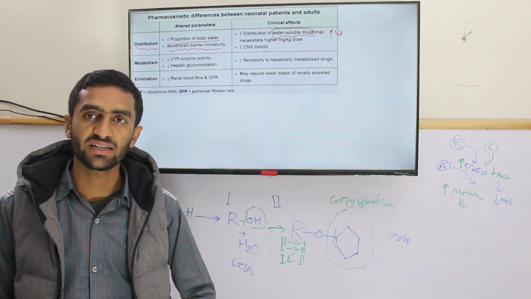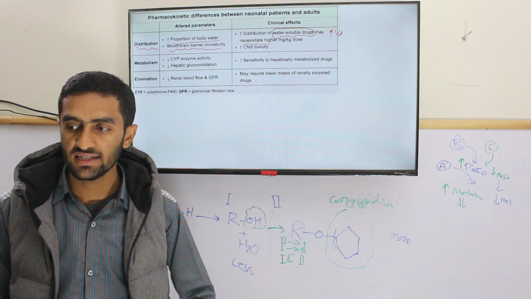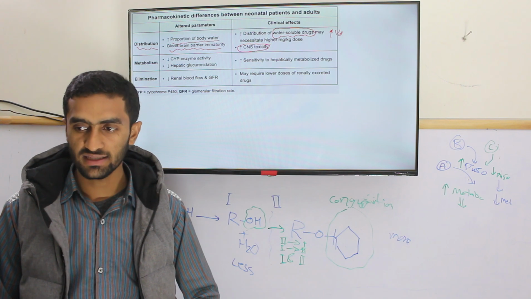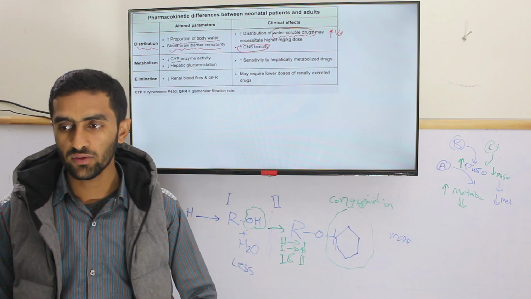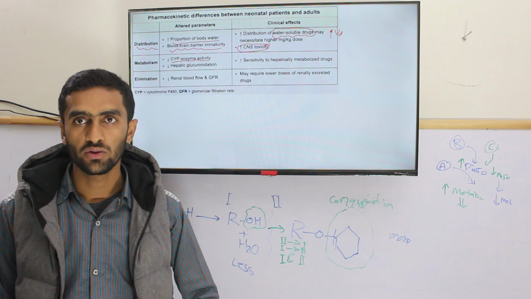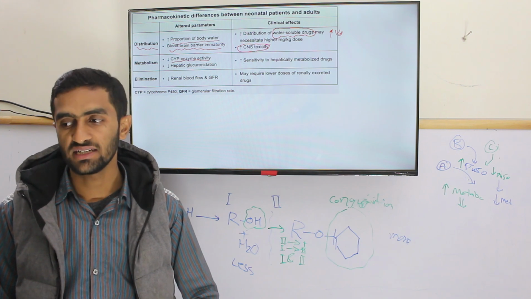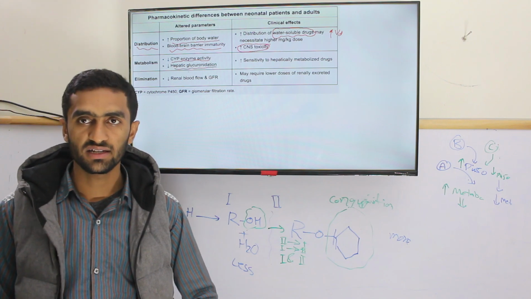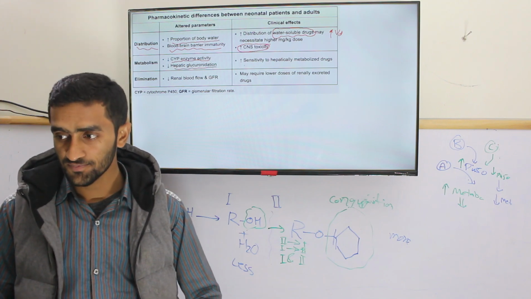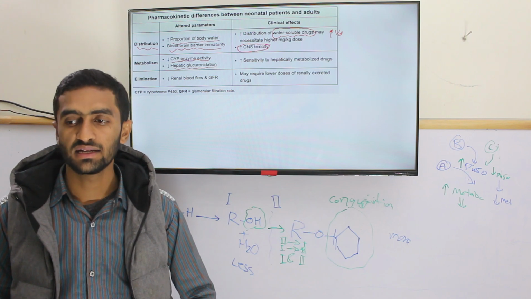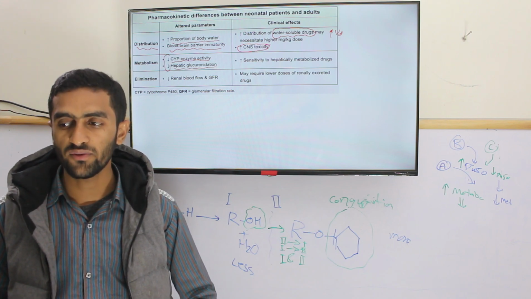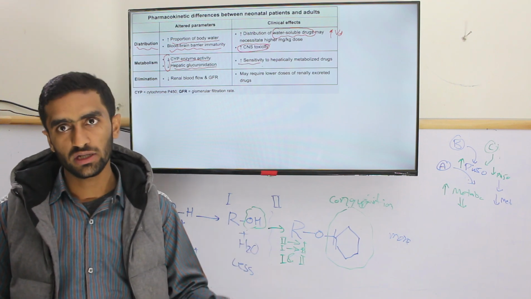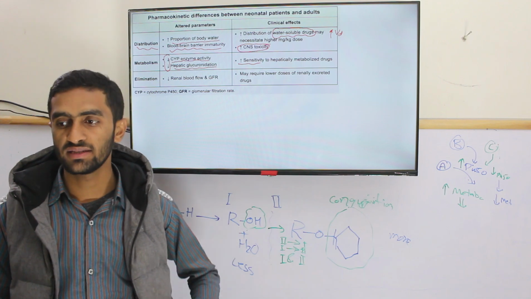Most drugs can enter the CNS, so they cause CNS toxicity. Coming to the metabolism differences, for example, cytochrome P450 enzyme activity is less. Hepatic glucuronidation, which is also an enzyme for the conjugation reaction, is also reduced. Because of these lower levels of cytochrome P450, they are more sensitive to drugs which are completely metabolized by the liver, because they have fewer of these enzymes.